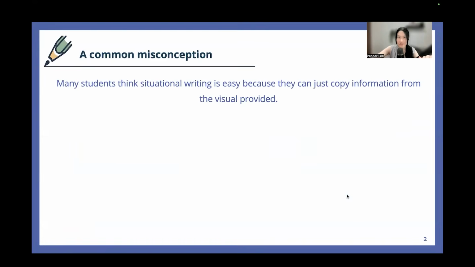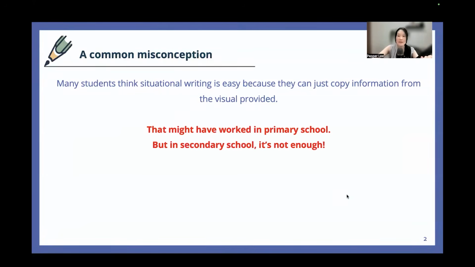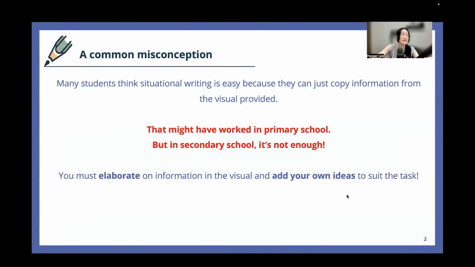Many students think that situational writing is easy because they can just copy information from the visual provided. Now, that might have worked in primary school, but in secondary school, it is not enough. In secondary school, students are required to elaborate, to expand on the information in the visual, and to add their own ideas to suit the task. And yes, this means you cannot get away without planning.